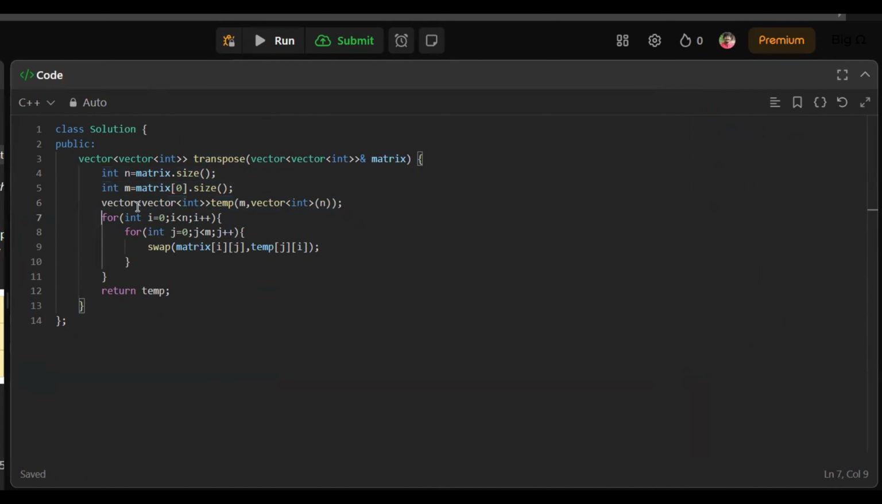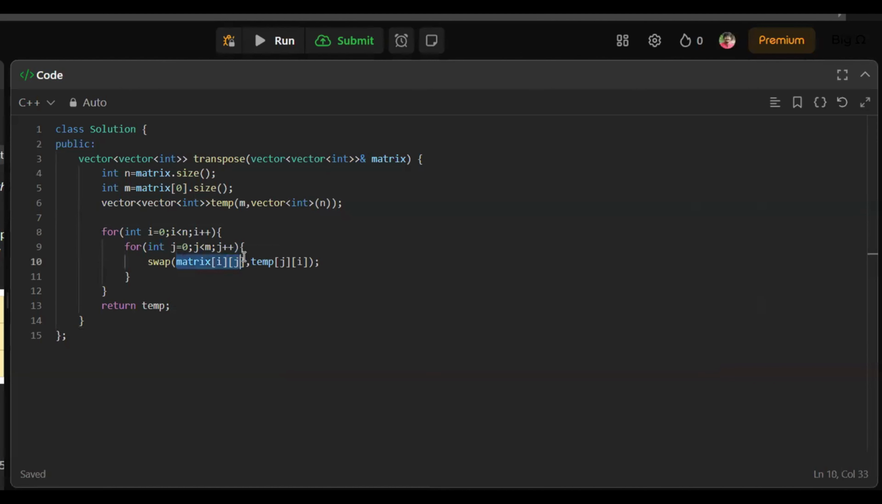Now, we are running a loop from 0 to n and another inner loop from 0 to n. And here we are swapping the ij element of the matrix with the ji element in the temp. Now here we are returning the temporary variable. I hope you understood the code.